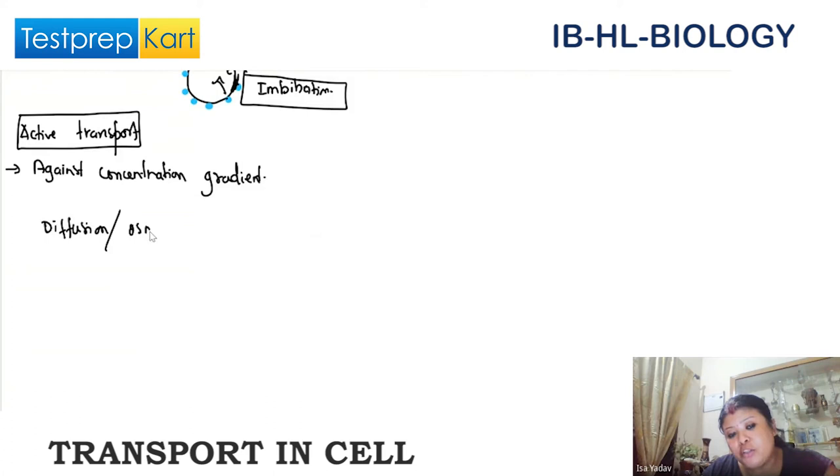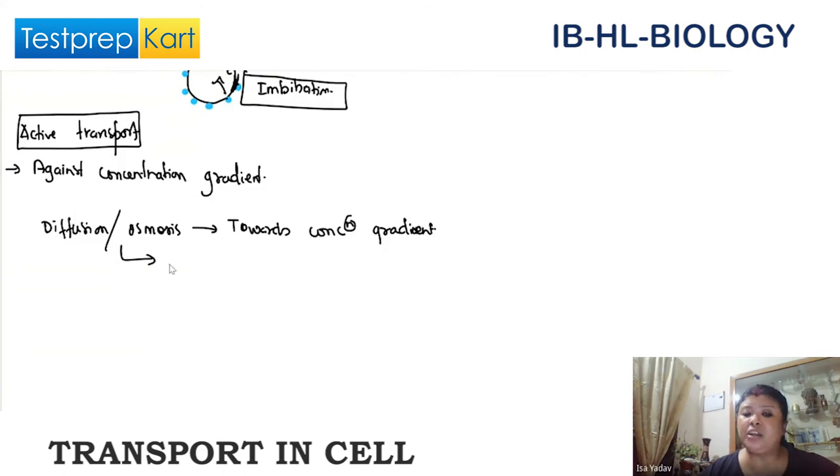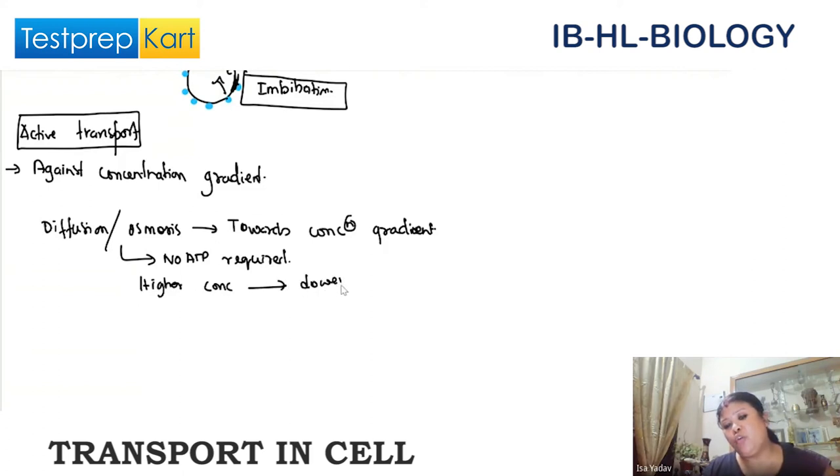Diffusion, osmosis, we call it towards the concentration gradient. That means here no ATP is required. Towards the concentration gradient means from a region of higher concentration to a region of lower concentration. But active transport is exactly opposite. Active transport is when the movement has to be against the concentration gradient.